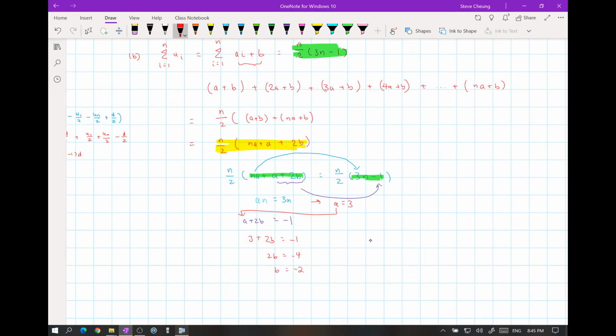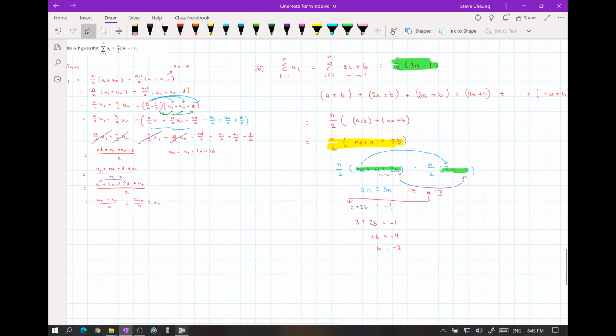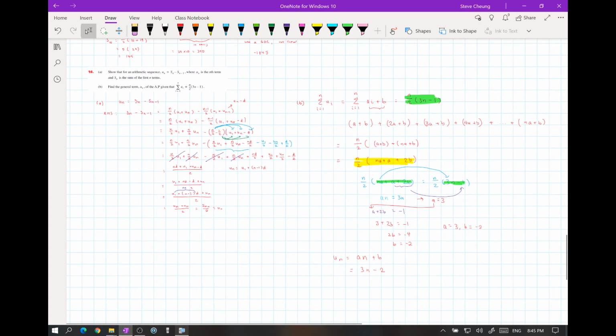b is -2. Do they just want a and b or what? Oh, they want u sub n. So annoying. So we have a equals 3, b equals -2. So therefore, u sub n is just ai plus b, right? So substituting that, you get 3i. Well, sorry, let me change it back to n. 3n minus 2. Geez, all for that. All right, so that concludes our homework from last week. Yay!